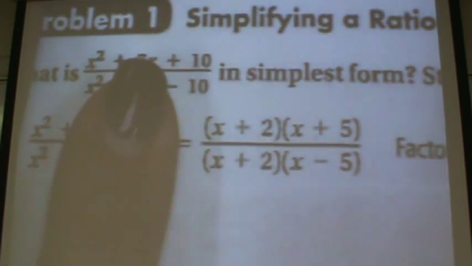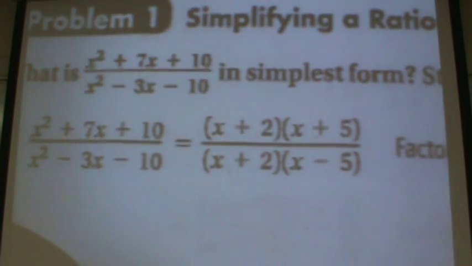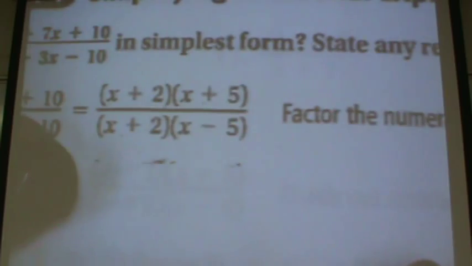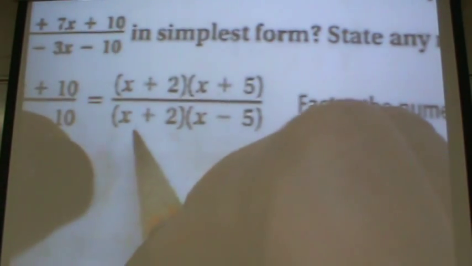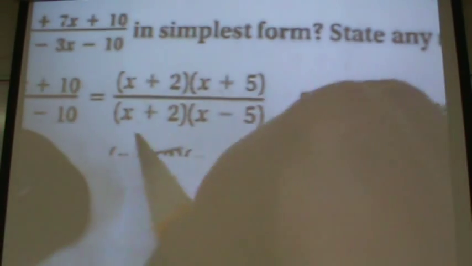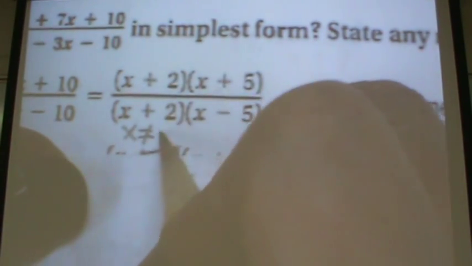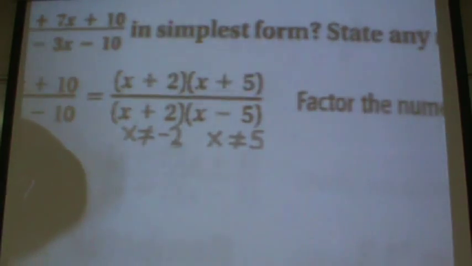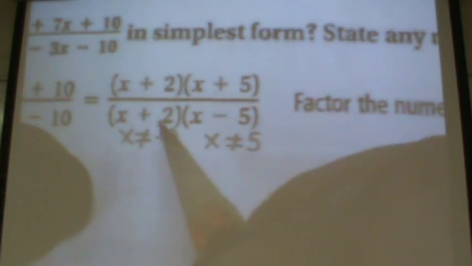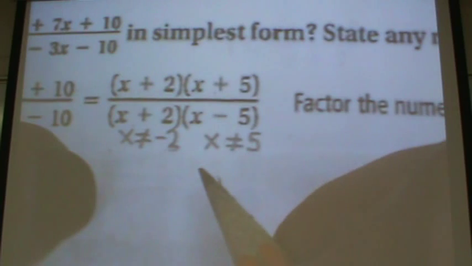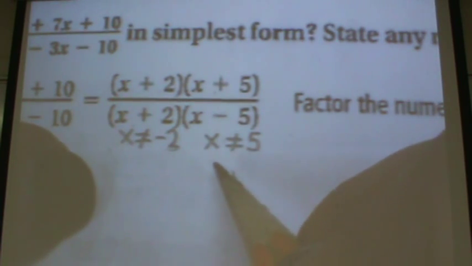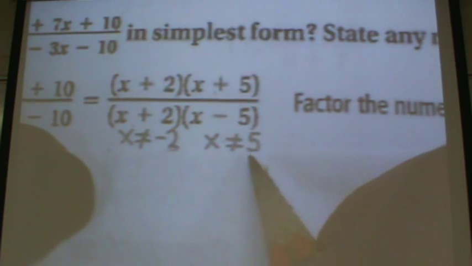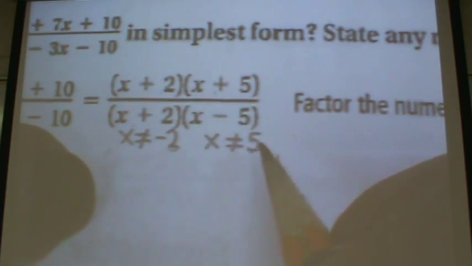So now, before we do any canceling, I need you to state the restrictions. Tell me what x values you do not want. What do we not want x to be? X cannot be -2. And x cannot be 5. Why? Those are going to be where you would get a 0 in the denominator, and you never want a 0 in the denominator of any fraction. So these are the restrictions, right? X can't be -2 or 5.